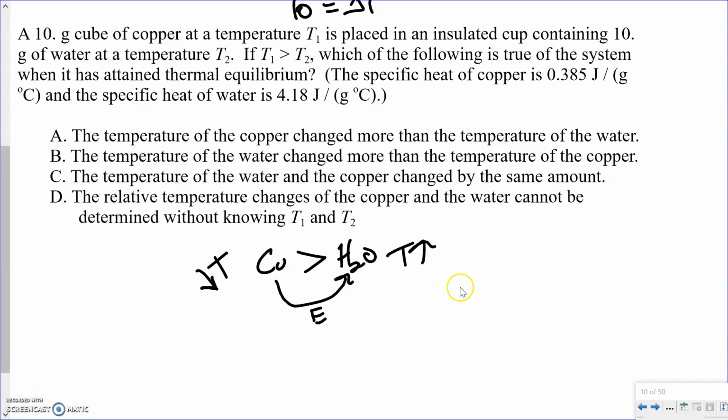So energy is being transferred from copper to water. Well, how much energy is being transferred to the water compared to how much energy is water gaining? Energy cannot be created or destroyed, which means the energy coming from the copper is going to be equal to the energy going to the water, which means we have a negative energy leaving the copper, positive energy going to the water, meaning water is gaining.